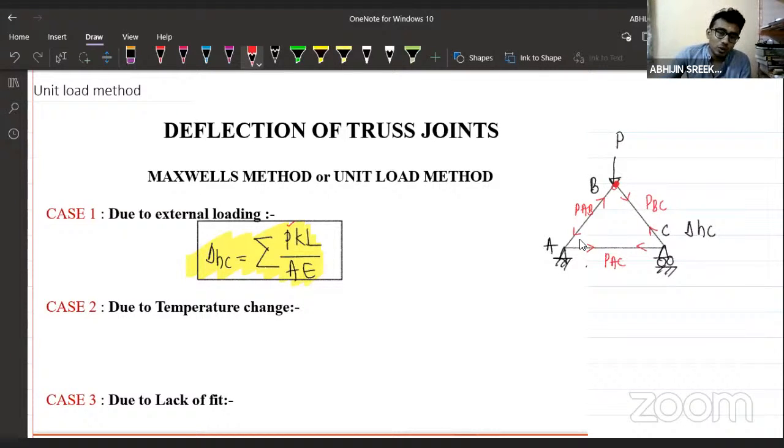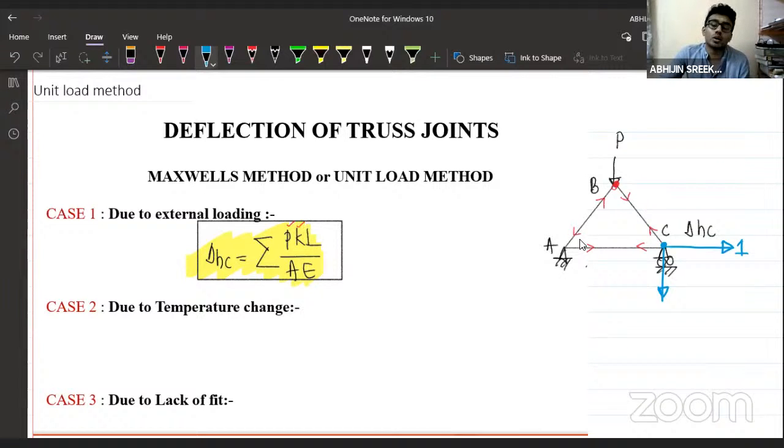Now coming to the second term, what is the K value? Anyone? In the unit load method, as I am interested in the horizontal displacement at the point C, what we basically do is apply a unit load at the point where we need the displacement. I'm going to apply one unit load here. The magnitude of that load is 1. I can apply the load in the vertical direction, and I can apply it in the horizontal direction as well. But here I'll be applying the unit load in the horizontal direction.